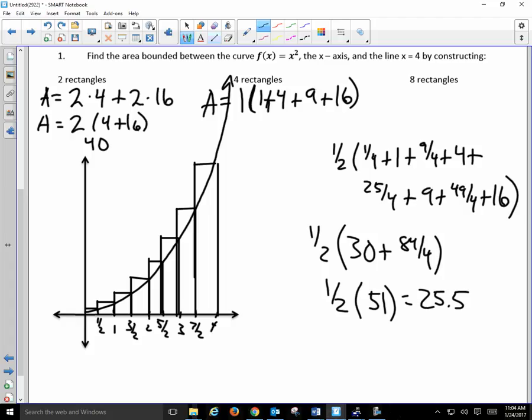At 25.5. Okay. If you want to know, the actual answer is 64 thirds, which is 21.3 repeating. And I'll teach you how you'll be able to figure that out really quick eventually as well. Okay. So we all got 25.5.